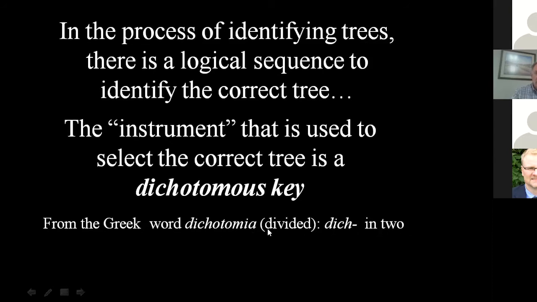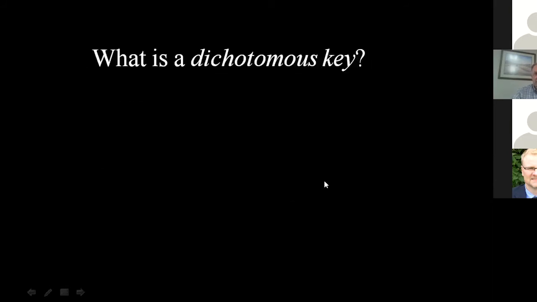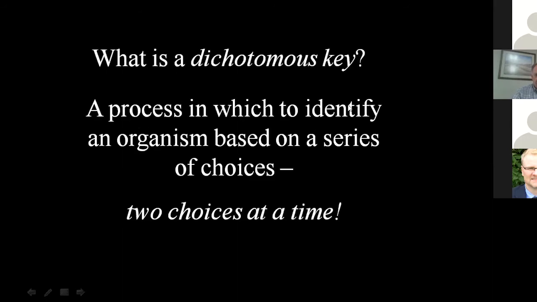So what we're doing is I'm going to be asking you questions. There are 2 statements, and you pick the one true statement out of the 2 that are being delivered to you. So it is the dichotomous key. 2 questions, 1 answer. It's a process in which to identify an organism based upon choices. And there's going to be 2 choices each go round.